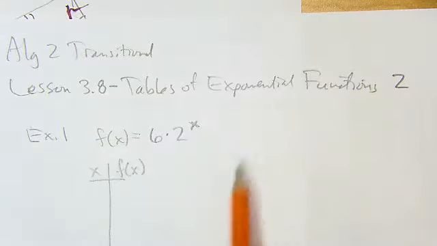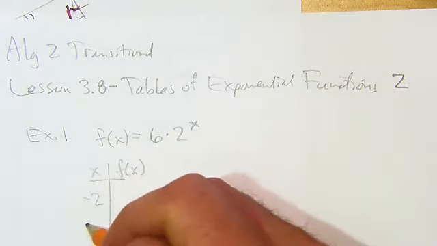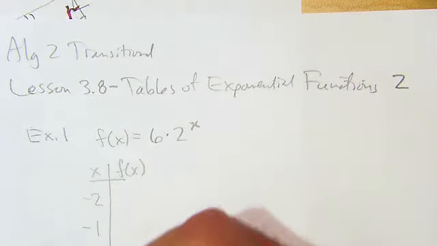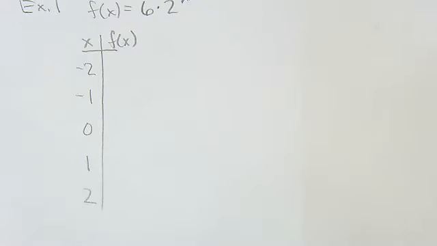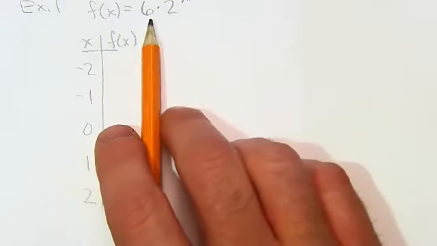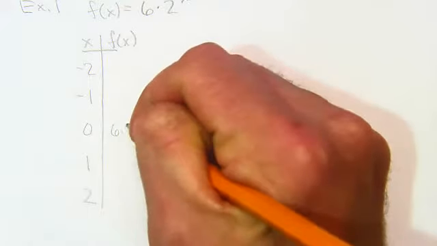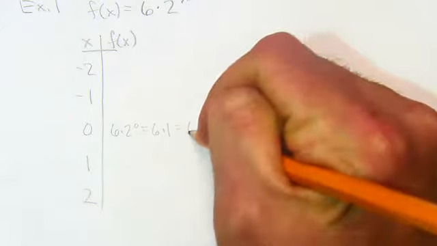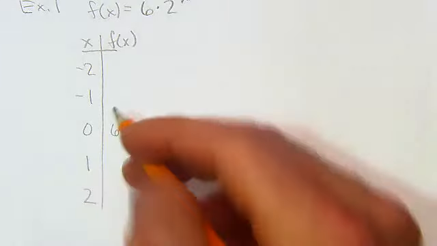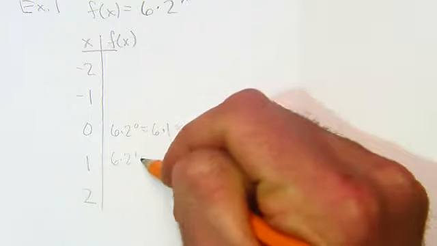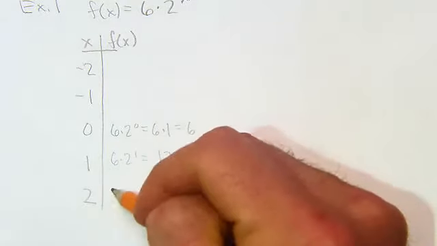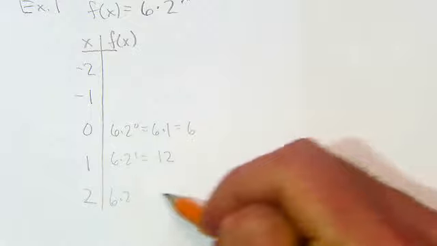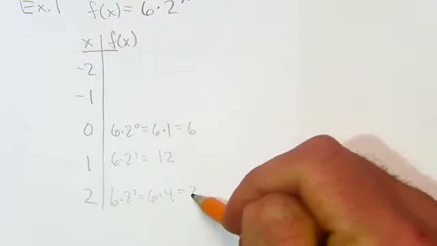I'll make my table this way today. Okay, and it will say from -2 to 2 for your table. Okay, so if you start with 0, that's the easiest place to start. So 6 times 2 to the 0. Remember, anything to the 0 power is 1, so this is just 6 times 1. Okay, we plug in 1, 6 times 2 to the 1. It's just actually 6 times 2 is 12. And then 6 times 2 squared is actually 6 times 4, 24.